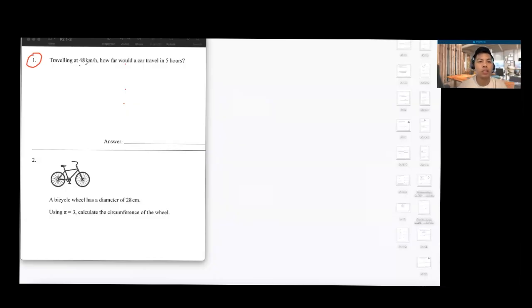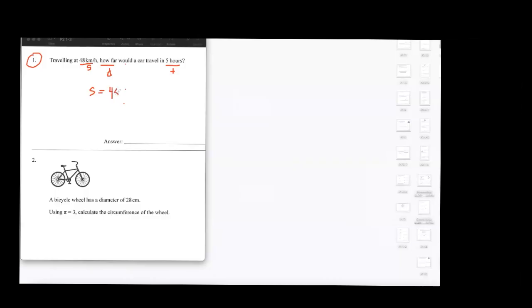So when you see this, this is speed, right? That is speed. So you would label that S, and then 5 hours is what? It's time. So we know that 5 hours is the time, and the question is how far. So that means distance. We are asked to find the distance. So speed is 48. Malia, does it make sense to you? Yes.